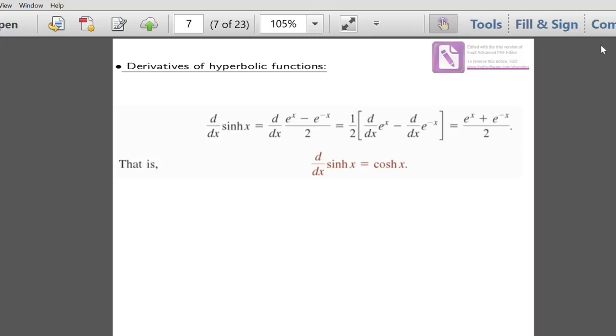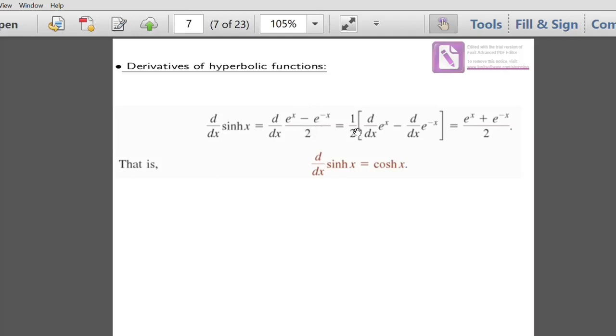So now let us talk about the derivative of hyperbolic functions. We know that for the trigonometric functions, the derivative of sine will be cosine, and the derivative of cosine will be minus sine. For the hyperbolic functions, what is the derivative of hyperbolic sine? We know that the hyperbolic sine is given by exponential of x minus exponential of minus x, divided by 2. So we need to find the derivative of this expression.